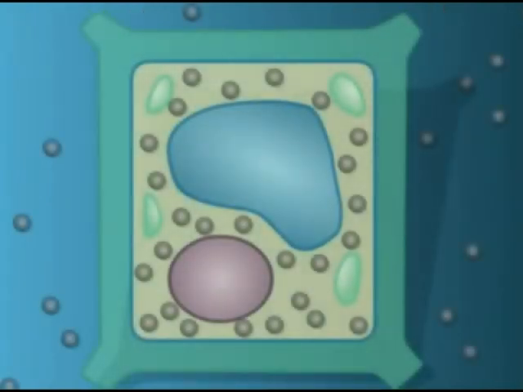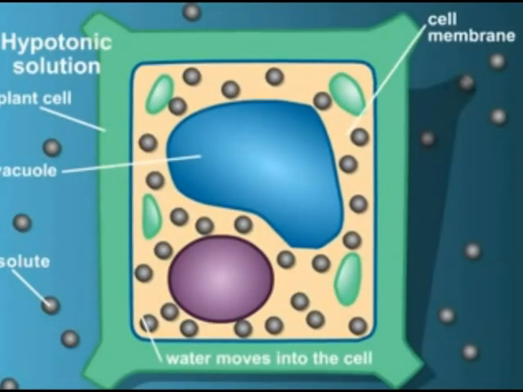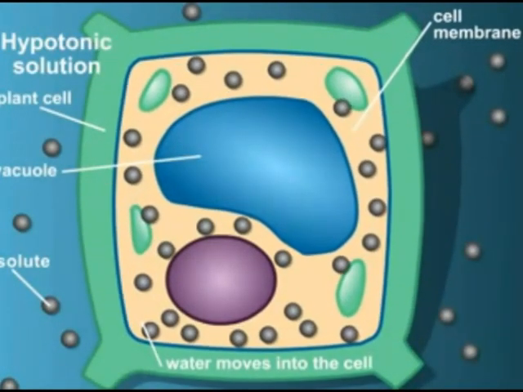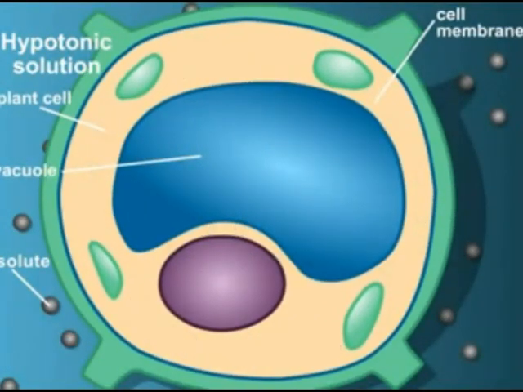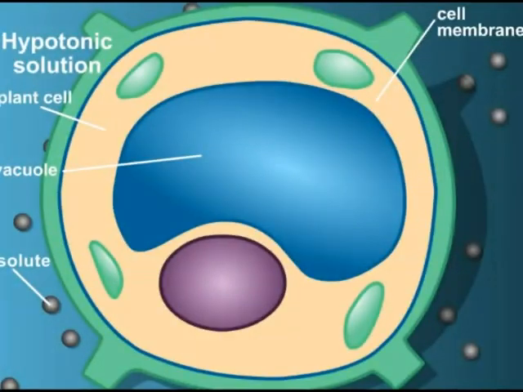If a plant cell is placed in water or hypotonic solution, the water will move into the cell by osmosis and cause the cell to distend. The cellulose cell wall is rigid and does not allow the cell to burst as in the case of the animal cell.